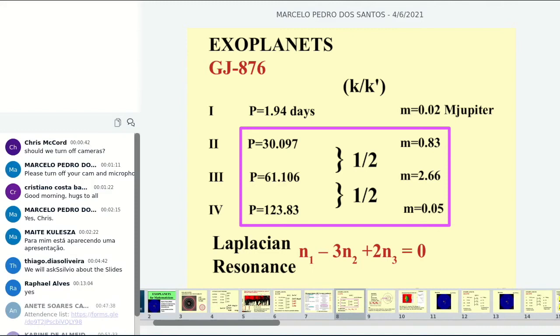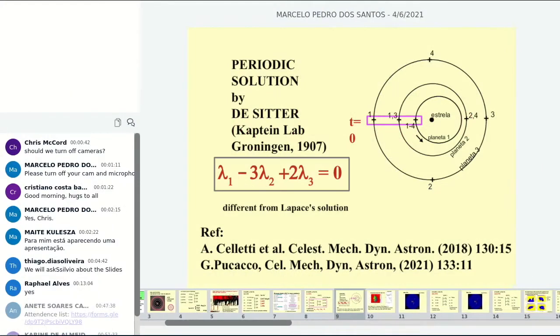This kind of resonance is the Laplacian resonance, which has been studied by many authors for several years. Next. If you see the figure on the right, before this I told you about the relation between the mean motions. The mean motions are the angular velocities. Now I give the relations between the angles of this system.